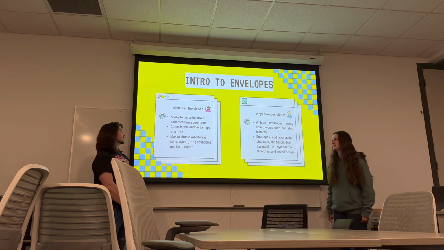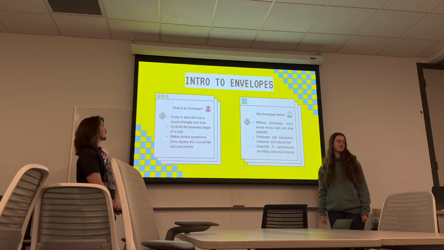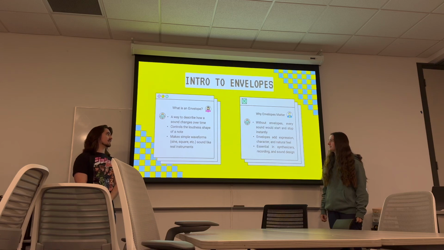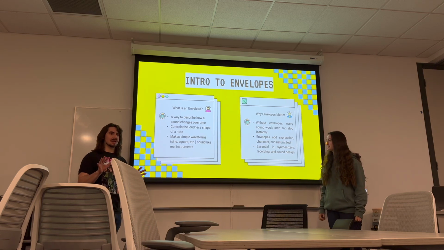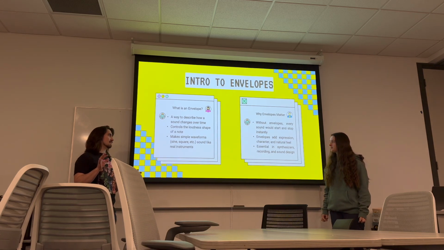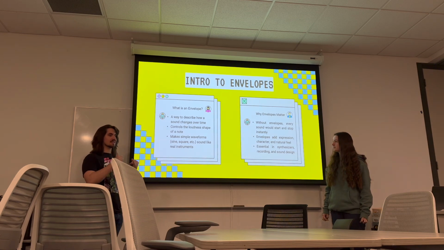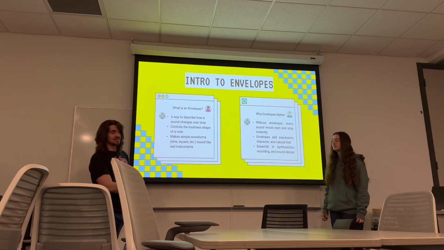Do you want to do this? Sure. What is an envelope? A way to describe how sound changes over time. It controls the loudness of a shape or note and makes simple waveforms like the ones we're using, which is like the sine, square, sawtooth, and triangle, sound like real instruments through different types of modulation.